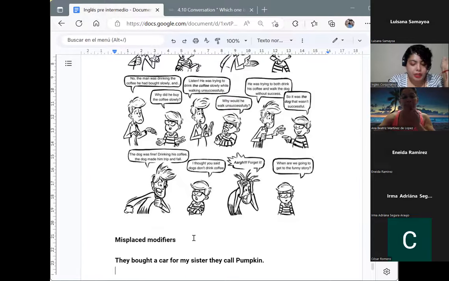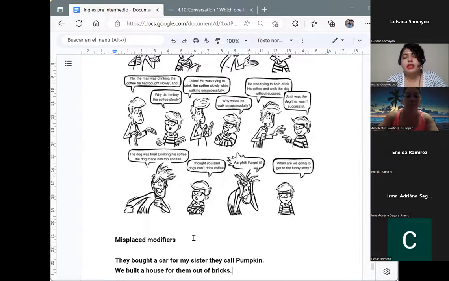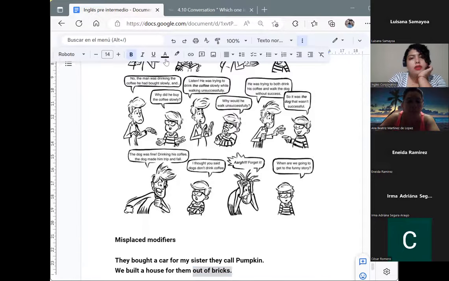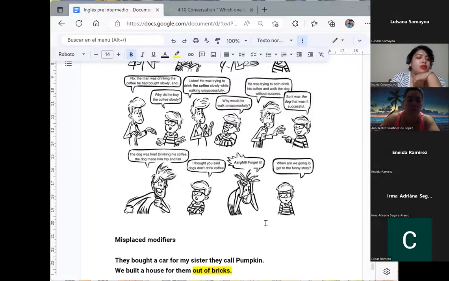Then we have the second one. We built a house for them out of bricks. We built a house for them out of bricks. ¿Cuál es la interpretación que le podemos dar a esa oración? Más que todo en la última parte, ¿verdad? In this case, it's the last part, out of bricks. Eso es lo que modifica la oración. La última parte. Si ustedes lo traducen literal, ¿verdad? Así como lo ven en la oración, ¿cómo les quedaría esa oración?